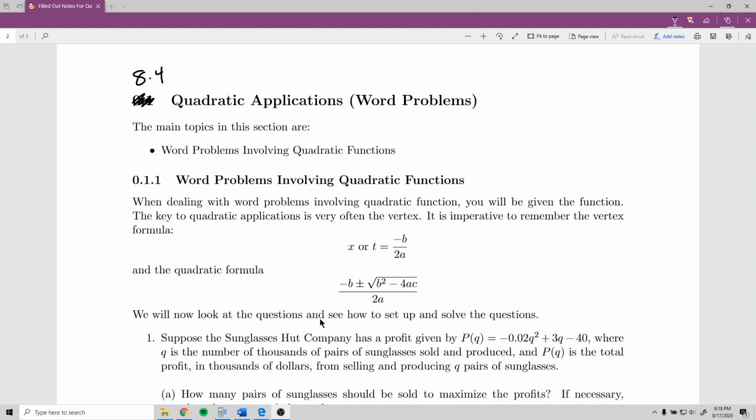So in these problems, you'll be given the formula every time. You need to know what it's asking for. Very often when you're given a quadratic function and you want to fulfill a word problem, you're going to do one of two things. You're probably going to find the vertex a lot. In these problems, it's just not going to say find the vertex, it's going to say find the maximum or minimum of something.